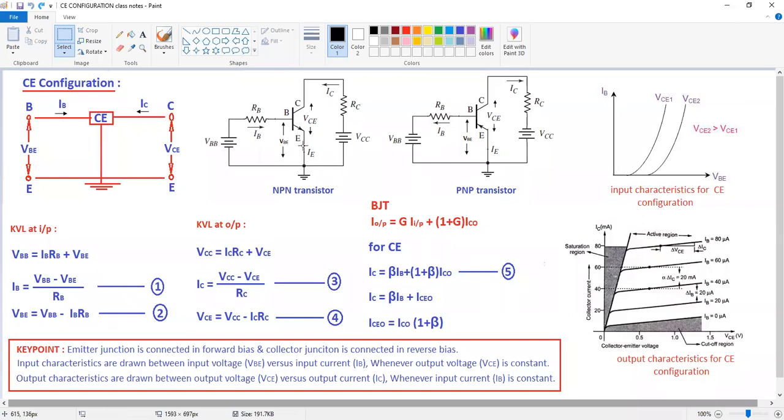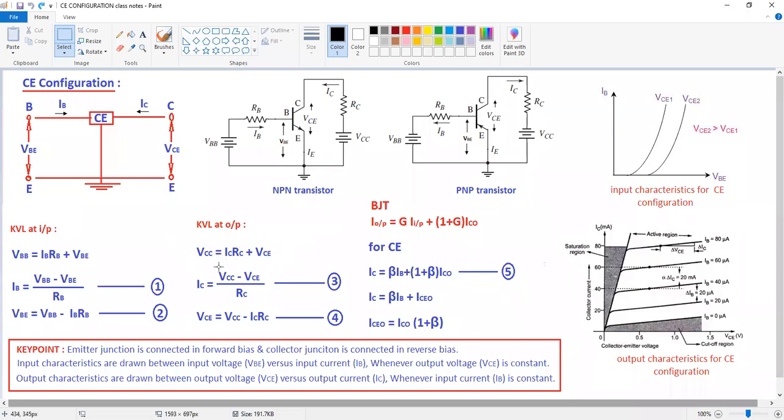Apply the KVL at output side. Now here VCC is your voltage rise, and why? Because here the current is in anti-clockwise direction. Here the current is in upward direction from negative to positive. So this is your voltage rise VCC. Here VCC is equal to voltage drop across RC, given by IC into RC. Why? Because current through RC is given by IC. So it is IC into RC plus voltage drop across this transistor VCE. So VCC is equal to IC RC plus VCE.